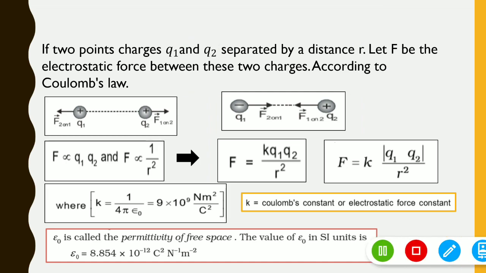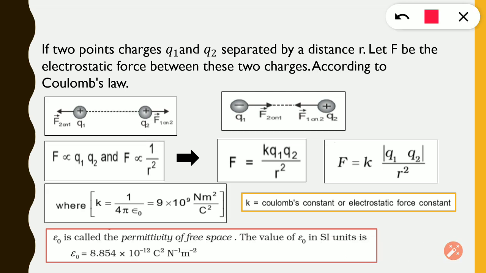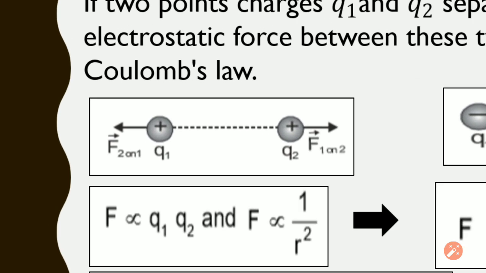We have two charges, and they can be both positive, both negative, or dissimilar, one positive and one negative. There are many cases, so we discuss them one by one. See here in this diagram, there are two positive charges q1 and q2, and the separation between them is r.